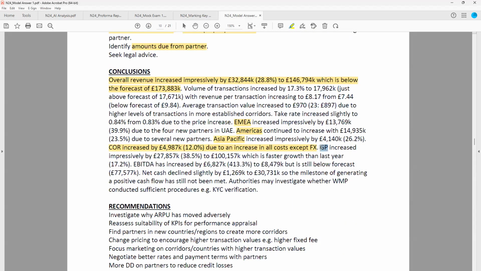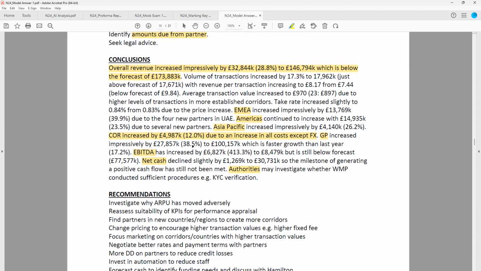And then I've got my point on gross profit, again, just my first point from my section above. My first point on EBITDA, and my first point on cash, and then my main point on the issue. So I've just taken the main point. Now, overall revenue, that's the key headline number for revenue. Cost of revenue, that's the key point there for cost of revenue. EBITDA and net cash, the main point in each of those.